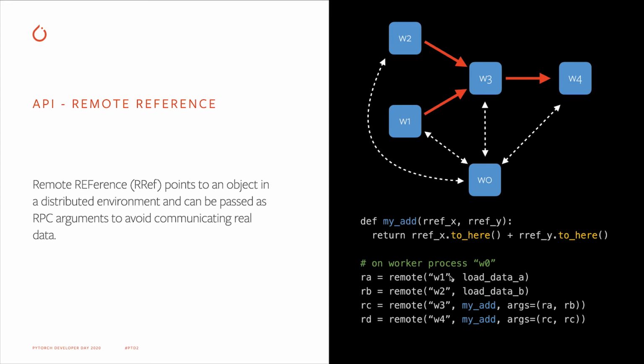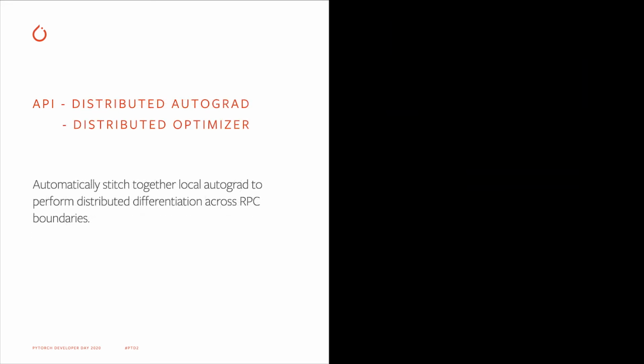In this way, the remote reference allows W0 to asynchronously and efficiently set up function executions and data dependencies in a distributed environment. Remote execution and remote reference help applications to piece together forward paths across processes and machines.